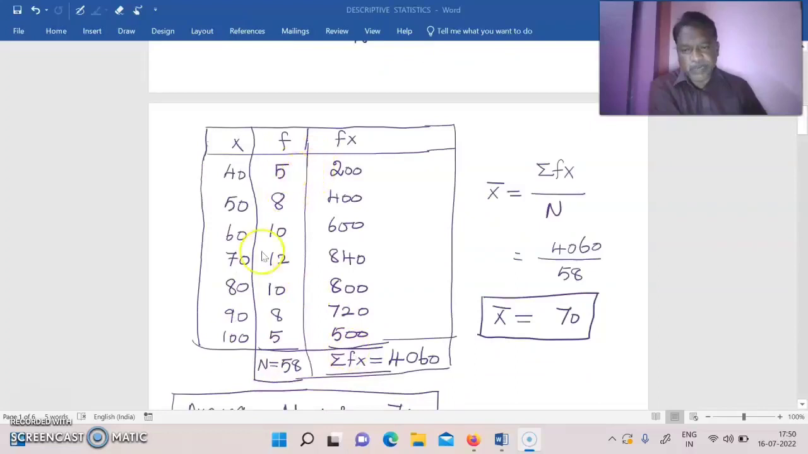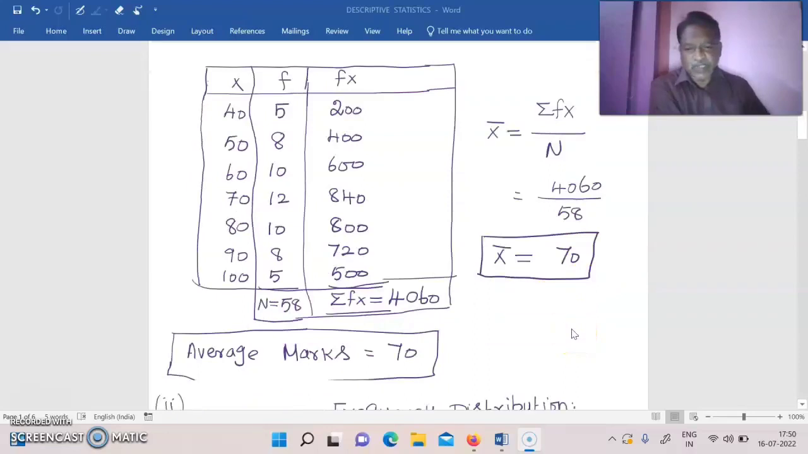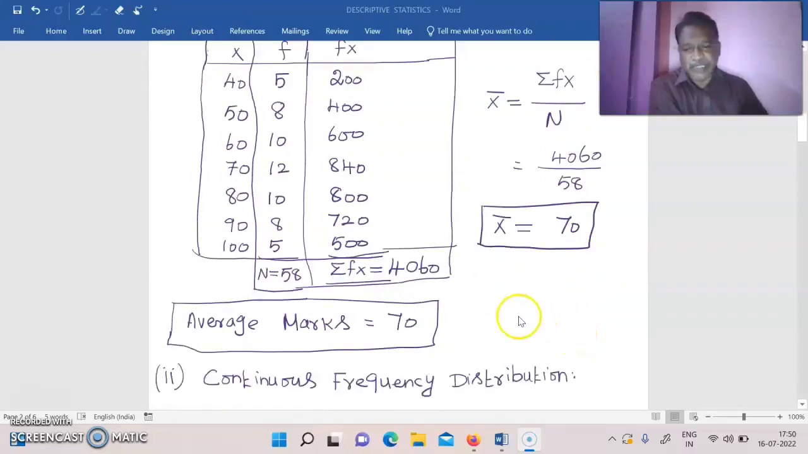When you sum up all the frequencies, it will be 58. When you sum up f into x, it will be 4060. Then x bar is nothing but summation fx divided by N. So 4060 divided by 58 gives us 70. So the average marks is 70.